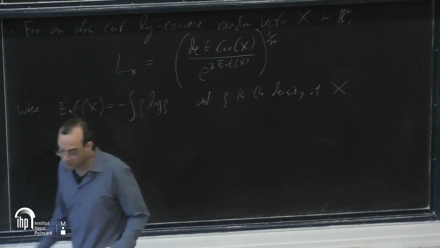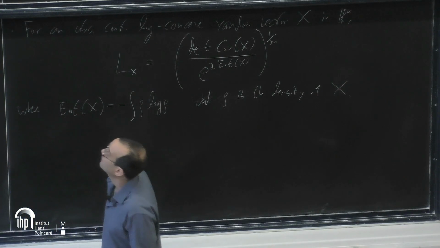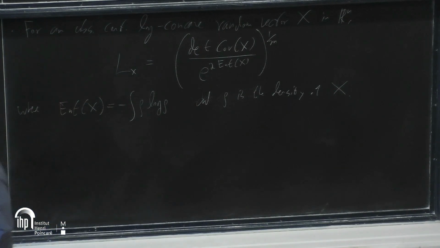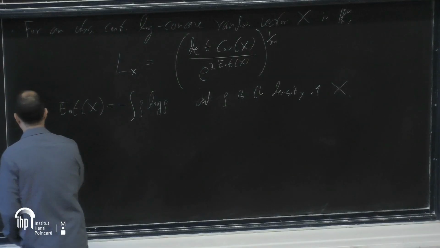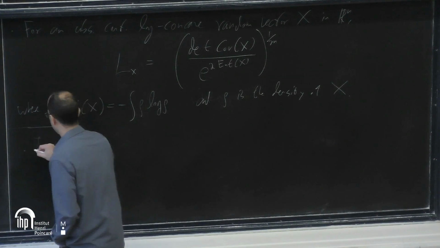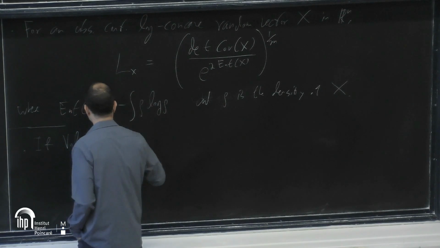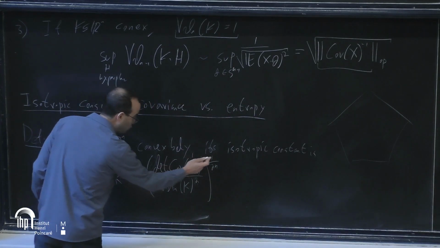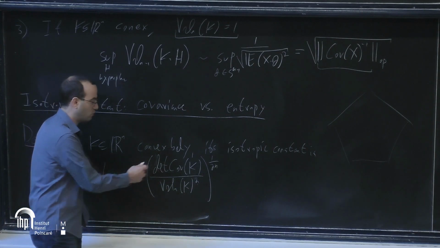Okay, so these are the isotropic constants, and this is what we want to study when we discuss hyperplane sections. So what we get from this definition, suppose that the volume of K is 1, just some comments. Then L_K is just the determinant of the covariance matrix to the power 1 over 2n. This is an n by n matrix, and you take its power 1 over 2n.